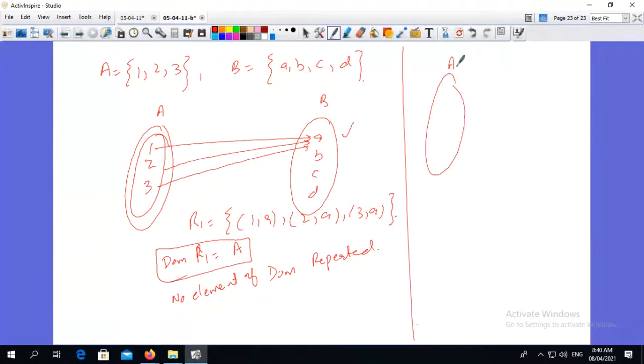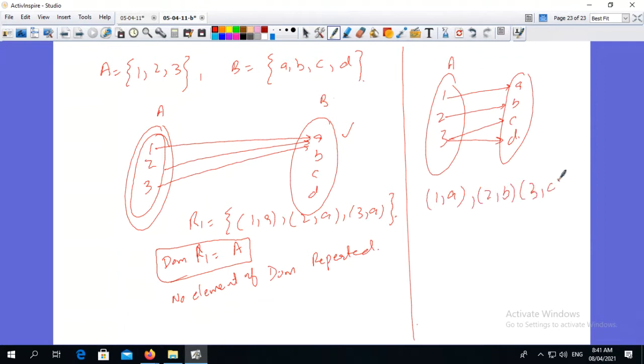If we again take the same 1, 2, 3 and A, B, C, D, with 1, 2, 3 and 3, now we can see that 3 is repeated, so it's not a function. (3, C), (3, D): in this binary relation it's not a function because 3 is repeated.